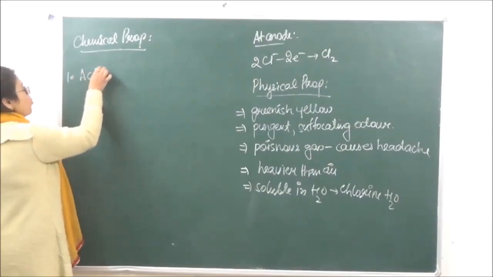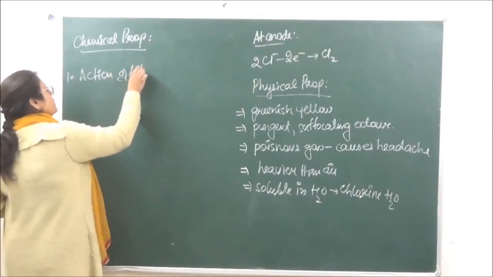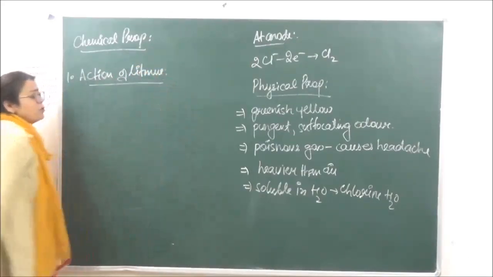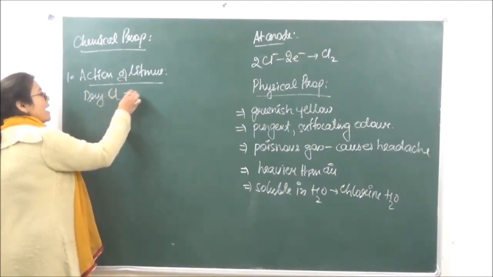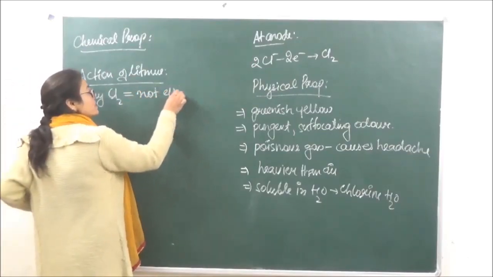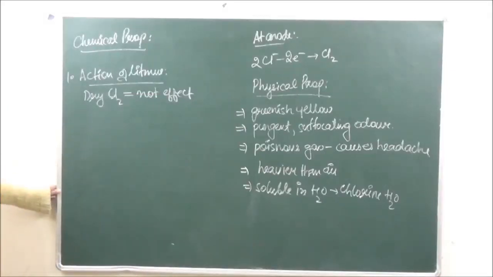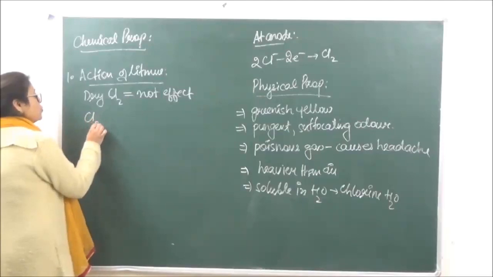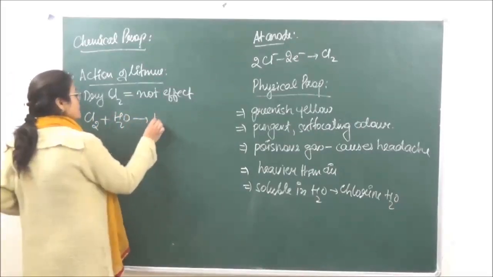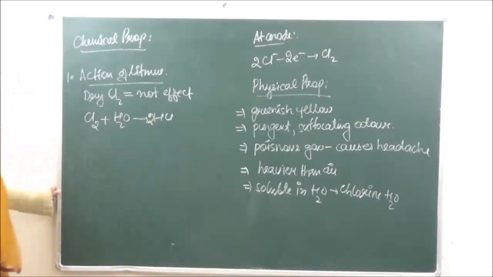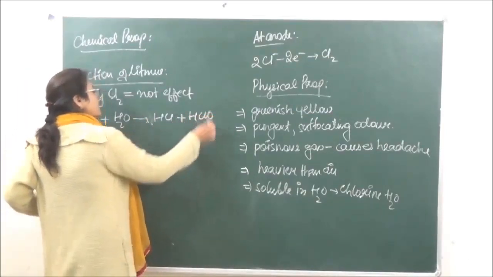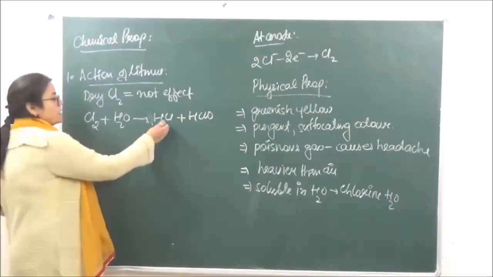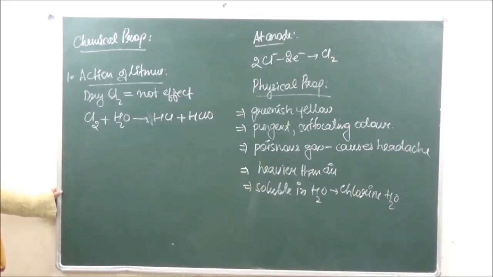Dry chlorine has no action on litmus. However, if we take moist chlorine, it is going to convert blue litmus to red. So dry chlorine has no effect on litmus, whereas moist chlorine converts blue litmus to red. That is because it produces hydrogen chloride, or you can also write the reaction as HCl and HClO. So it is due to the production of this HCl that moist chlorine gas turns blue litmus red.